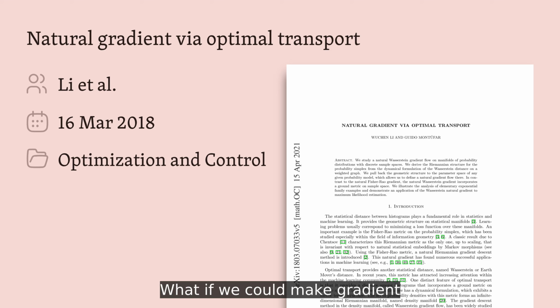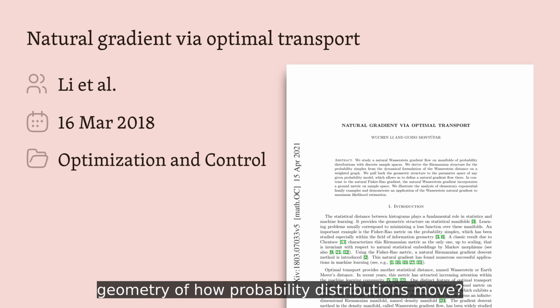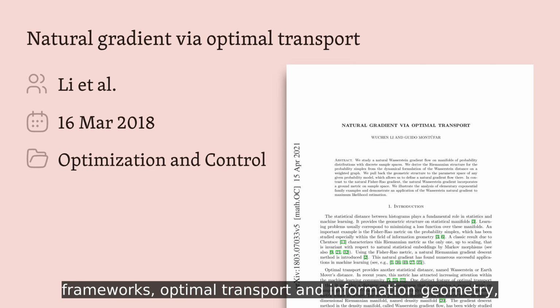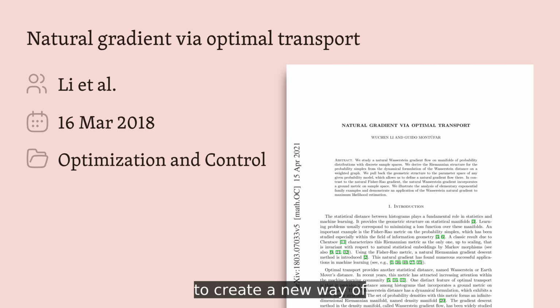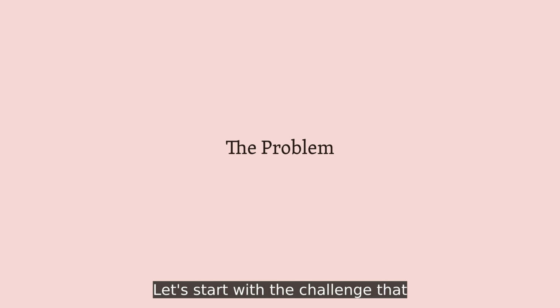What if we could make gradient descent smarter by teaching it the geometry of how probability distributions move? This paper bridges two powerful mathematical frameworks, optimal transport and information geometry, to create a new way of optimizing statistical models. Let's start with the challenge that motivated this work.